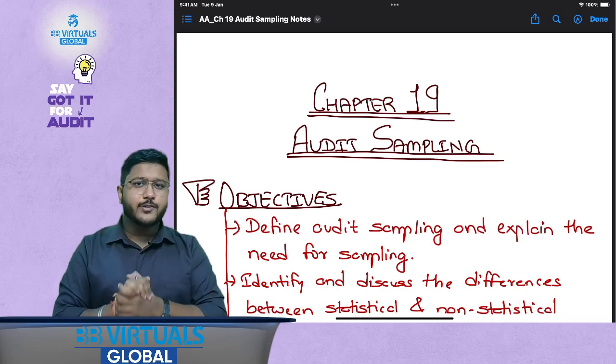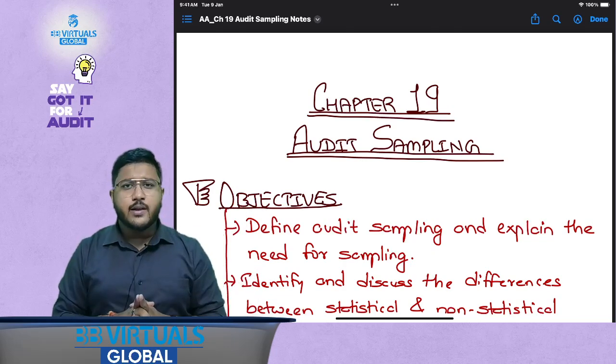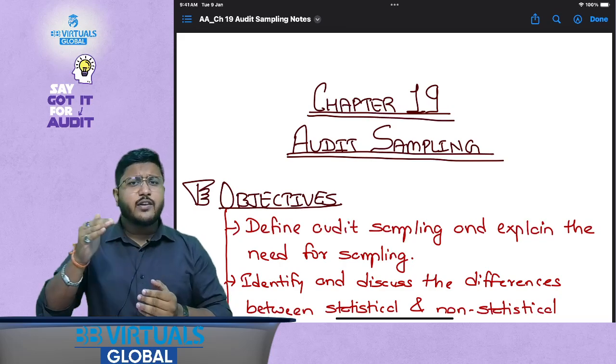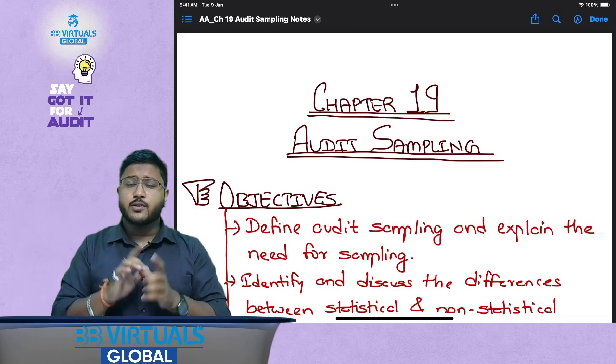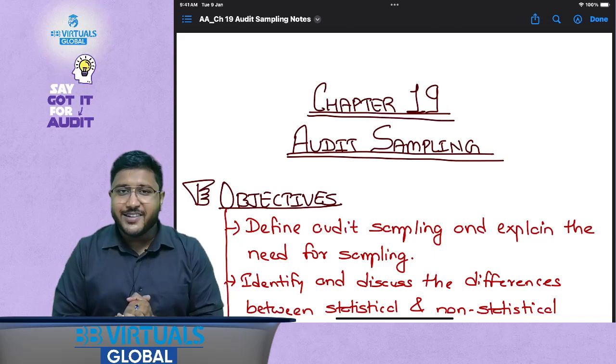Because, my friends, you have already discussed in the inherent limitations of audit that one of the inherent limitations is that we are not able to test 100% of the items, right? Now, why are we not able to test 100% of the items? Because as per the standards, we are required to take samples.